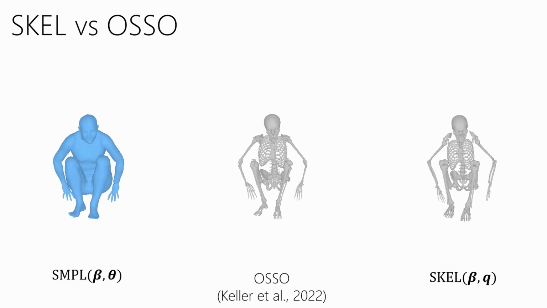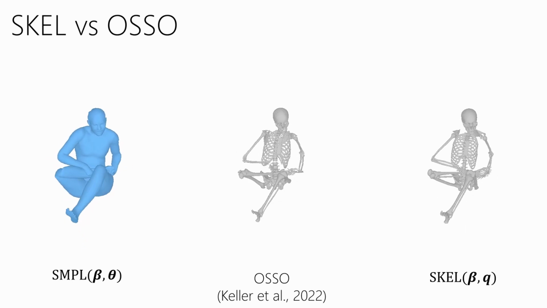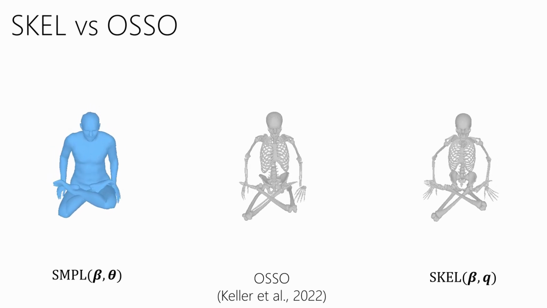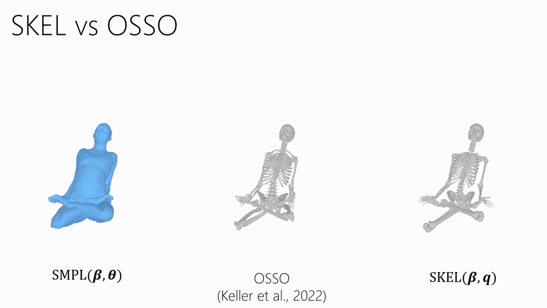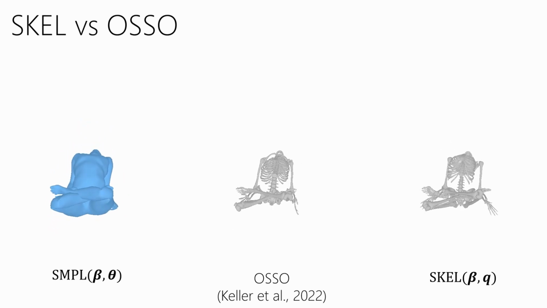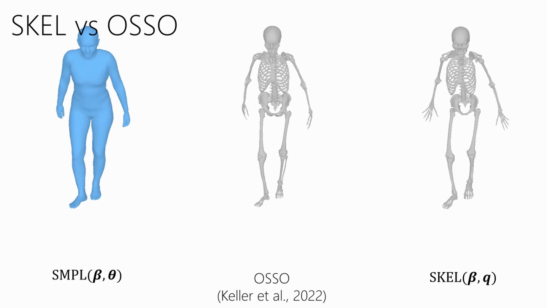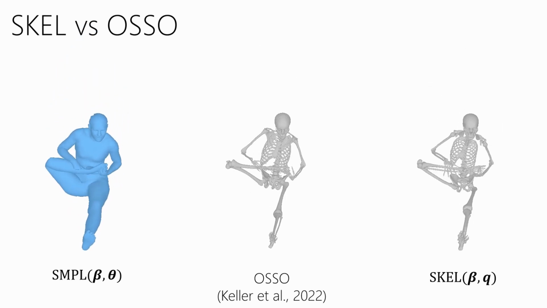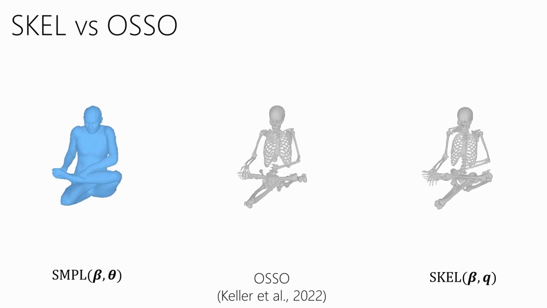Given a SMPL sequence, we also compare our SKEL fit to a previous skeleton inference method, OSSO. On the left, we show the input SMPL sequence, in the middle the skeleton inferred by OSSO, and on the right the SKEL model fit to SMPL. Note how in OSSO, the orientation of the femur follows the orientation of SMPL's thigh, which is wrong, leading to a broken knee articulation. Because SKEL's kinematic tree matches the anatomical skeleton, the bones stay in their sockets and SKEL yields more biomechanically realistic bone orientations.